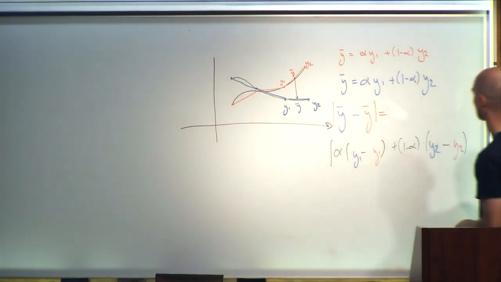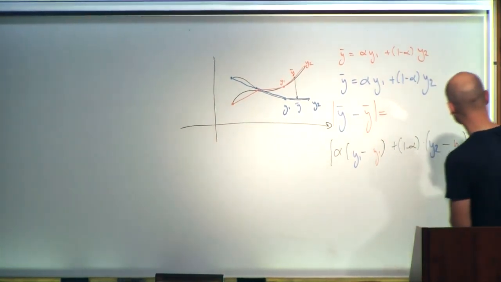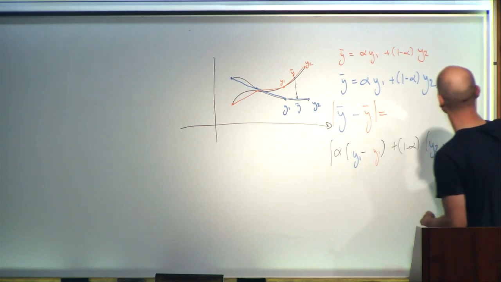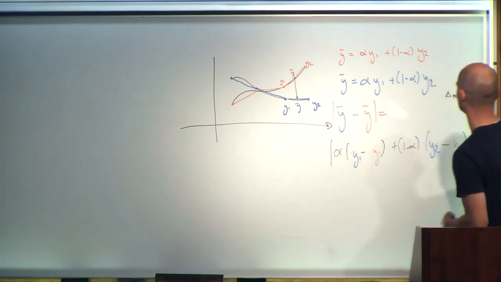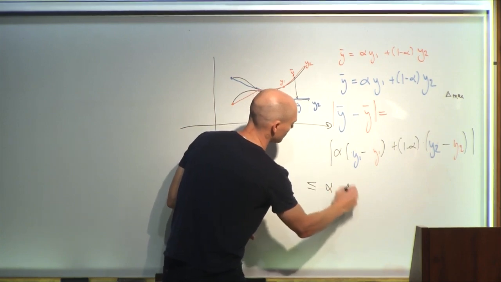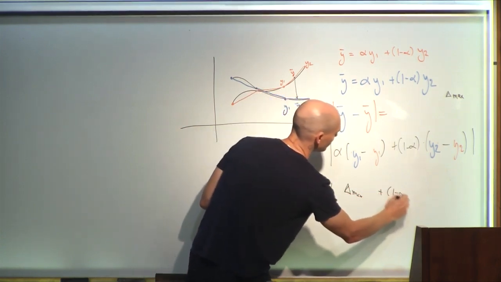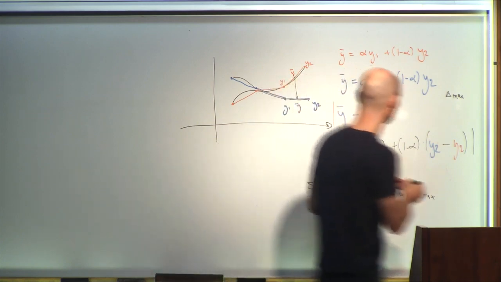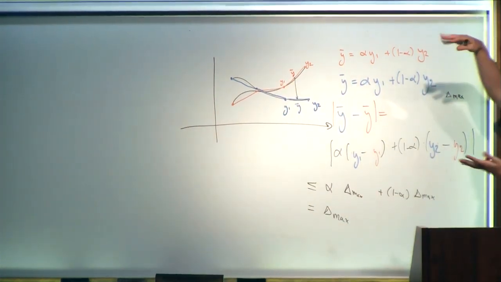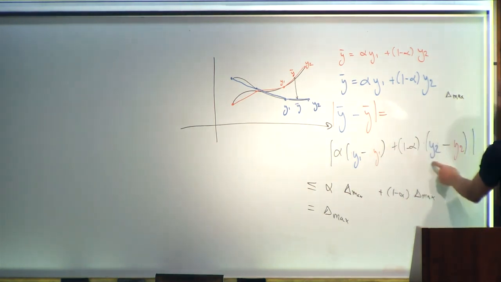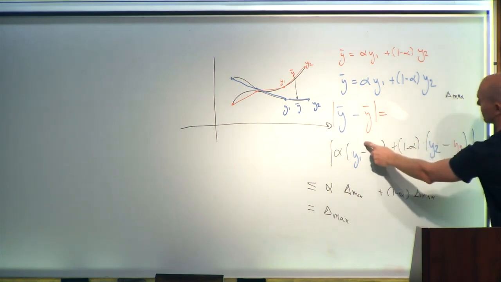What happens next is, let's say the largest difference between any two points of the black curves, we call it delta max. Then this thing is small and equal to alpha times delta max plus 1 minus alpha times delta max, which is equal to delta max. Let me step through this for a moment. I define delta max as the max difference between the corresponding points on the black curves. So y1 minus y1 has to be smaller than delta max. Same for y2 minus y2. It's smaller than delta max.